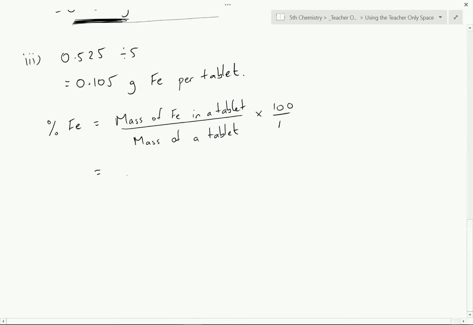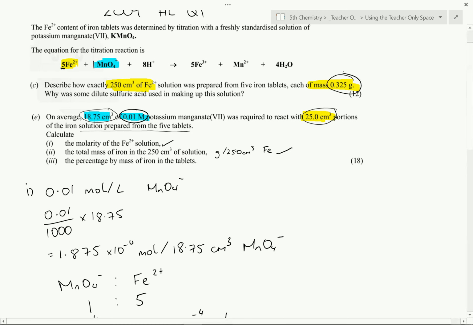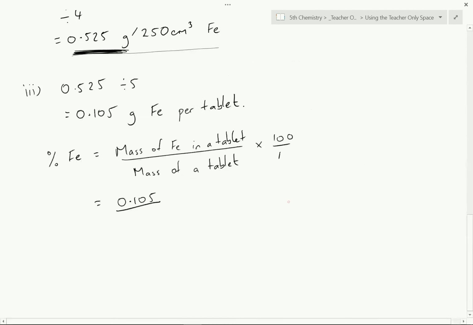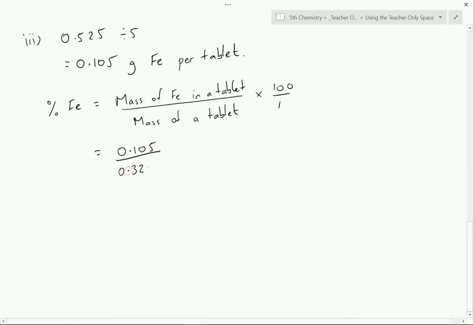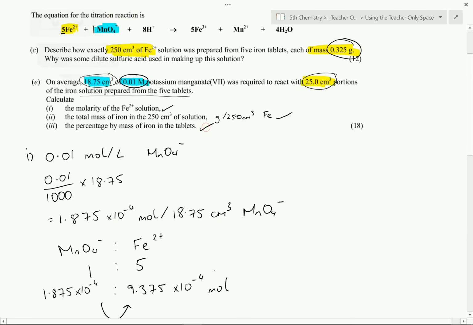So the mass of iron in each tablet was 0.105. The mass of each tablet from our question is 0.325 grams. So put that over 0.325 grams and multiply by 100 over 1. And that gives 32.3%. So that's the percentage of iron in an iron tablet, which is what the question asked for. So that's those calculations finished.